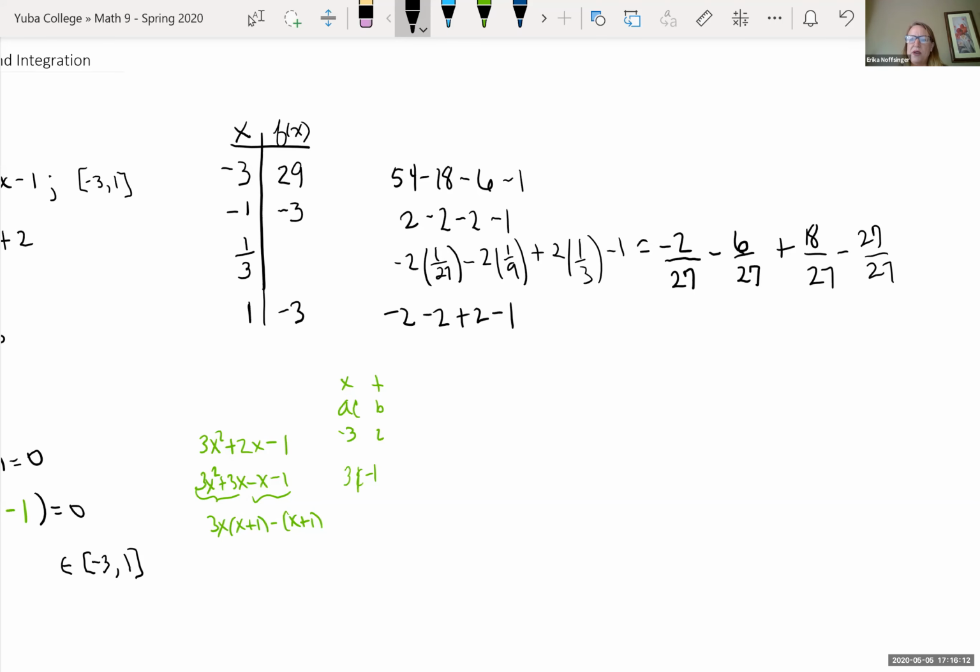So I have negative 2 minus 6 is negative 8. Negative 8 plus 18 is positive 10. 10 minus 27 is negative 17. So it's negative 17 all over 27.